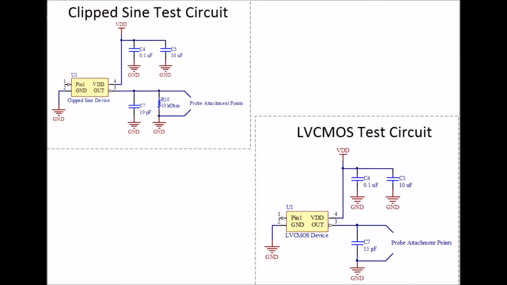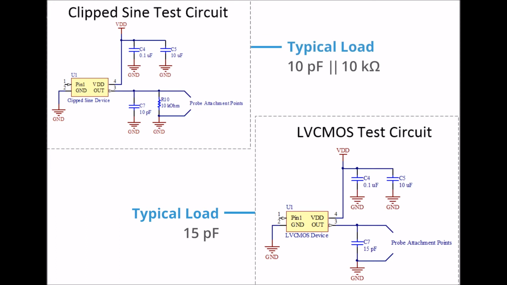a high-end oscilloscope providing high sample rate, 20 gigasamples per second at minimum, and high bandwidth, 6 GHz at minimum. Typical load for LVCMOS devices is 15 pF to ground, and typical load for clipped sine wave devices is 10 pF in parallel with 10 kΩ to ground. We will use an LVCMOS device in our example.